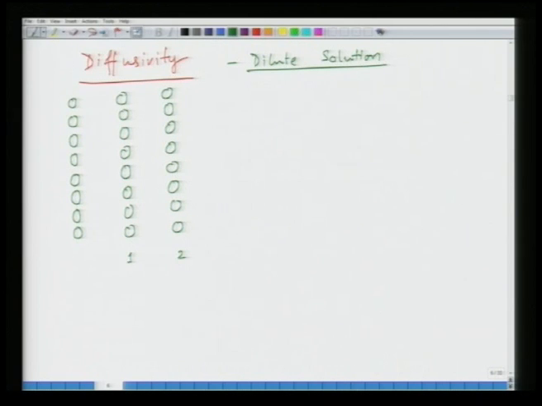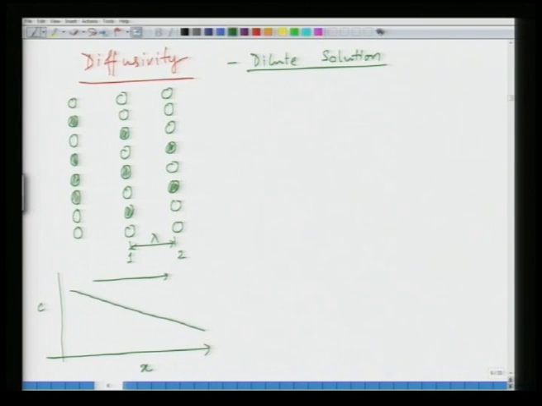So, let us say we have a concentration gradient here. These shaded atoms are the impurity atoms, and the number of these atoms changes as we progressively go from left to right. As a result, if you plot the concentration as a function of distance x, and let us say the distance between these two planes is lambda, then as you go from left to right, the concentration changes like this. So, this is your concentration versus x.